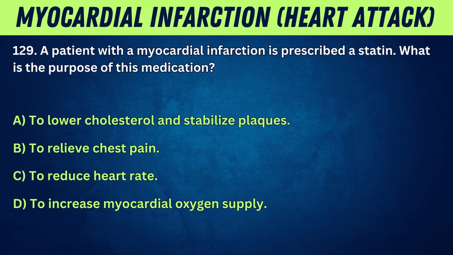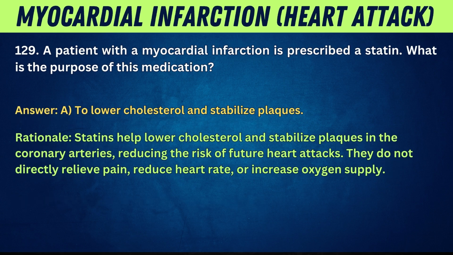129. A patient with a myocardial infarction is prescribed a statin. What is the purpose of this medication? A. To lower cholesterol and stabilize plaques. B. To relieve chest pain. C. To reduce heart rate. D. To increase myocardial oxygen supply. Answer: A. To lower cholesterol and stabilize plaques. Rationale: statins help lower cholesterol and stabilize plaques in the coronary arteries, reducing the risk of future heart attacks. They do not directly relieve pain, reduce heart rate, or increase oxygen supply.